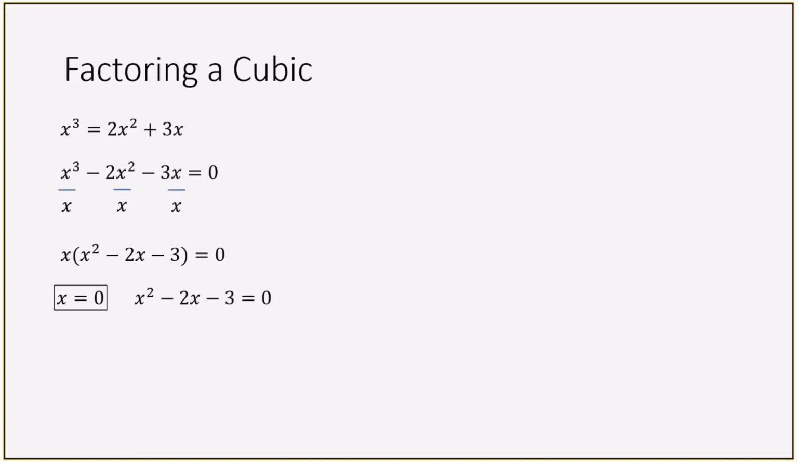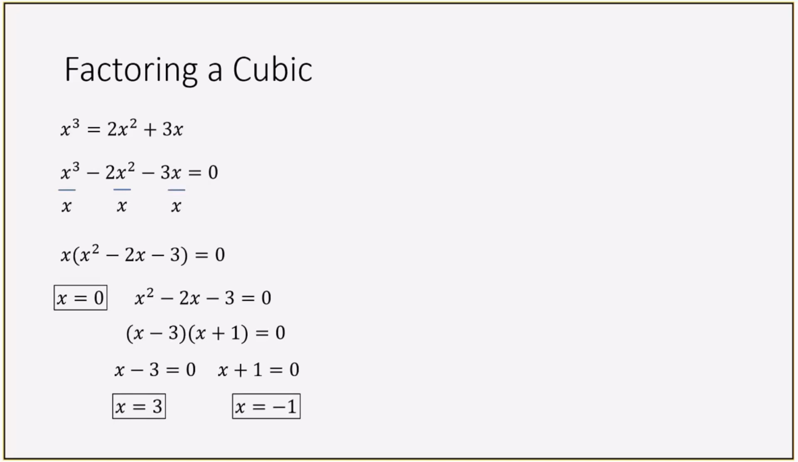I'm going to look for 2 things that multiply to get me negative 3 and add to get me negative 2. Well, negative 3 times 1 gets me negative 3. Negative 3 plus 1 gets me negative 2. Those are my 2 factors. I set them each equal to 0 and solve. So I get the result x equals 3 and x equals negative 1. So I get 3 answers.